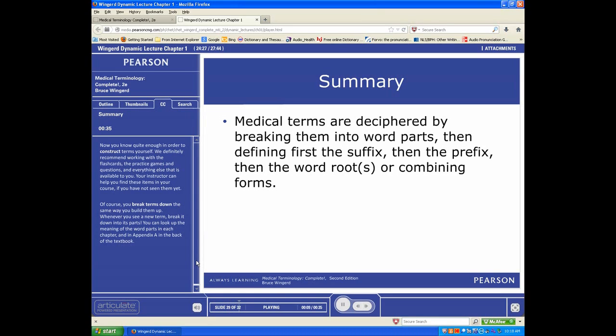One more time, here are the names of your building blocks, the word parts: prefix, word root or combining form, and suffix.